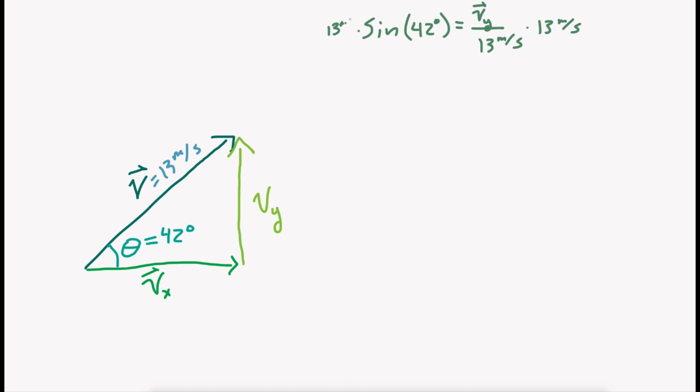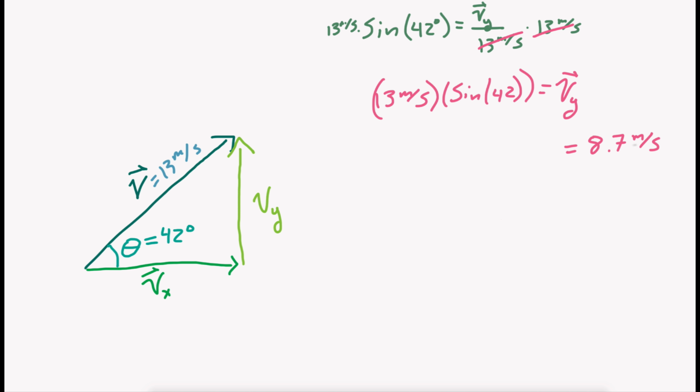All right, so we're going to multiply 13 meters per second on both sides. This gives us 13 meters per second multiplied by sine of 42 degrees, which is equal to our velocity's y component vector. When you plug that into your calculator, that ends up equaling 8.7 meters per second. So Vy is 8.7 meters per second.